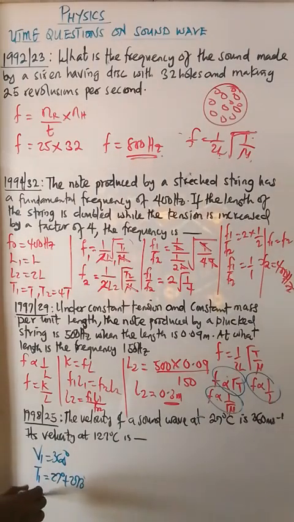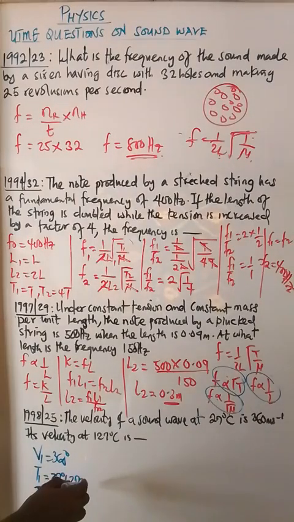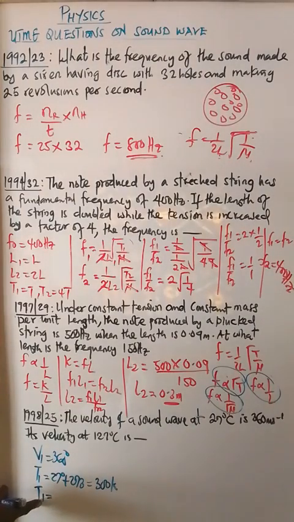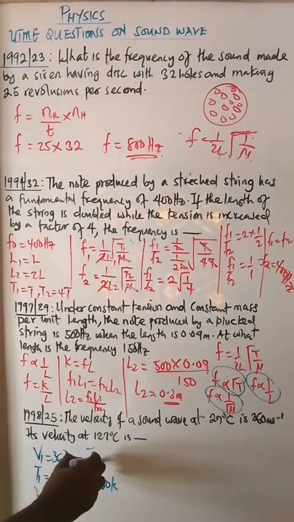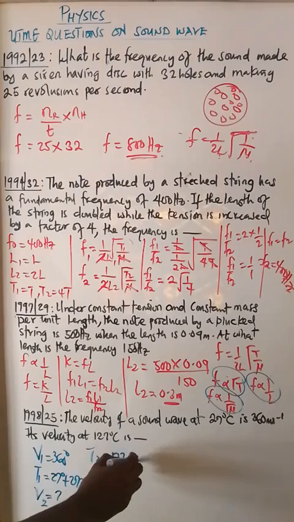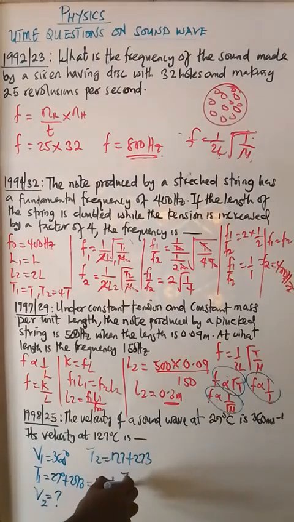Recall, the first thing I said when we started the lecture, sound wave, there are factors that affect the speed of sound. One of it is increase in temperature, and the temperature must be absolute, must be in Kelvin. So that's 300 Kelvin. Then I ask, its velocity, you are looking for V2, its velocity at what? 127 degrees, it means T2 is 127, you have to add what? 273. So from here it means T2 equals 400 Kelvin.